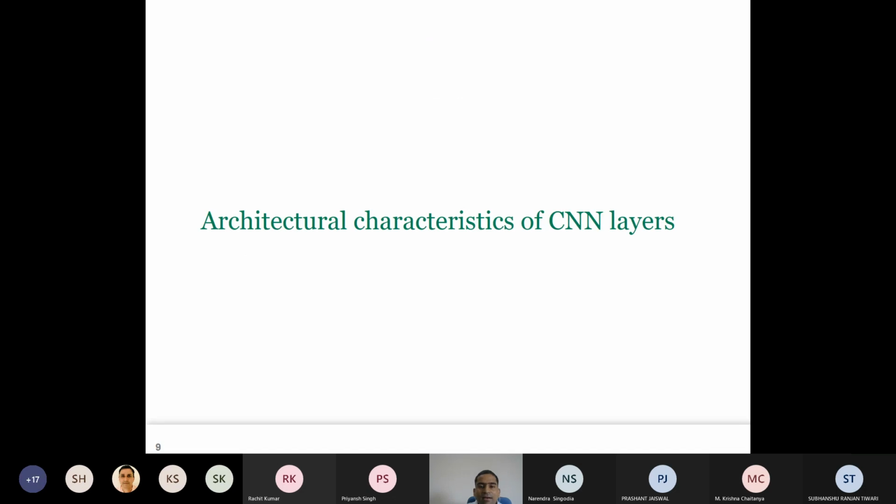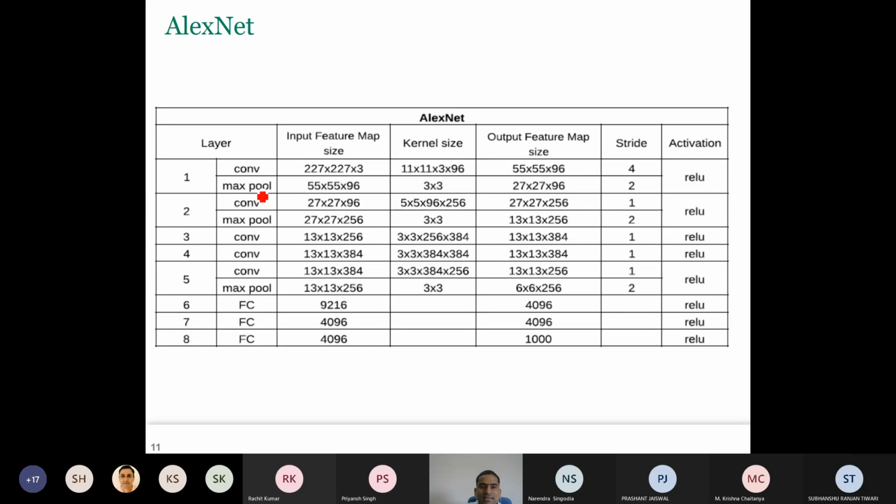Okay. Now let us see the architectural characteristics of CNN layers. So these are the layers in AlexNet, one of the first most popular neural networks. Okay. So we have here a convolution layer and the next 2 layers. Usually we have linear layer, non-linear layer, linear layer, non-linear layer. They are one after another. So convolution layer, and then we also have actually a ReLU layer, which is not shown here, for the activation function.